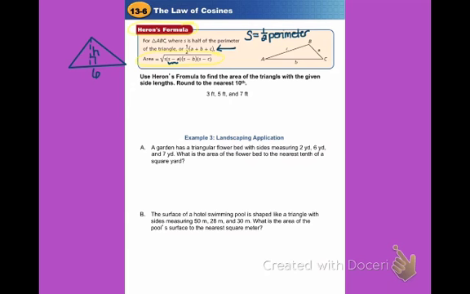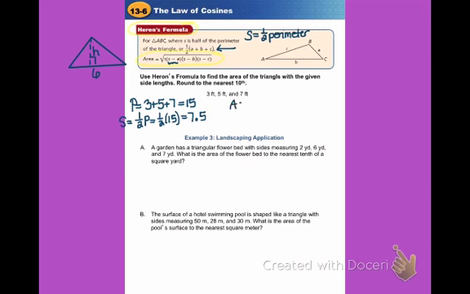So it says use Heron's formula to find the area of the triangle with the given side lengths and round to the nearest tenth. So the first thing I want to always do when I'm finding area using this formula is find the perimeter. So I'm going to start off with the perimeter, and I'm going to calculate that. So we can find the perimeter by adding these sides. And they add up to 15. So now I'm going to find half of that perimeter because that is what s is equal to. So half of the 15 would give me 7.5. So I know s is 7.5, so now I'm ready to use this formula.